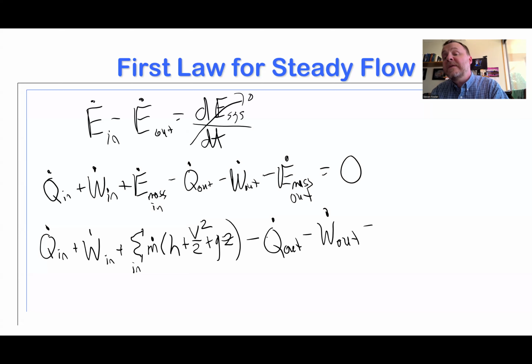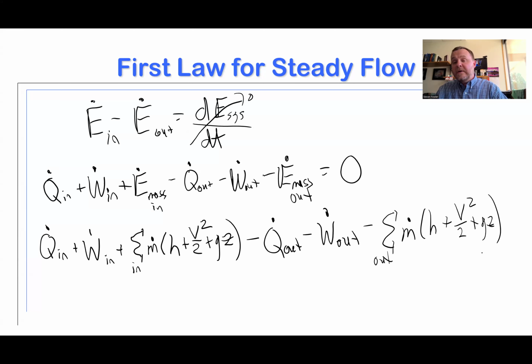Minus Q dot out, minus the power output, minus the summation across all of the outlets, the rate at which mass is flowing out, m dot, times the quantity, the enthalpy h plus v squared over 2 plus gz. So the sum of all of the energies that is going out with the mass, and that whole sum is equal to 0. This is still in minus out equals change. I've added all the energies coming in, subtracted all the energies going out, and that is still equal to the change. And it just so happens the change is 0.